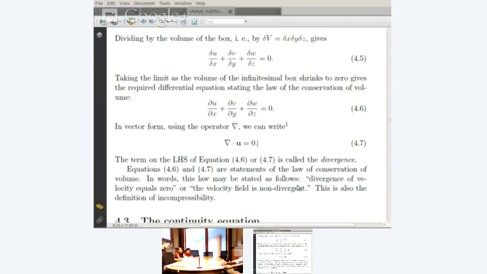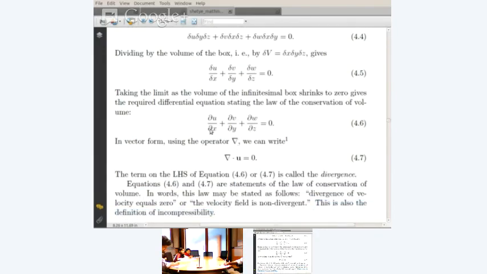In words, we may state it as follows: divergence of velocity equals zero. The velocity field is non-divergent. It is also the definition of incompressibility. So if you are asked for the definition of an incompressible flow, this is sufficient. Divergence of V, written as del dot V or del dot U equals 0, or div V equals 0, is how you often write it.